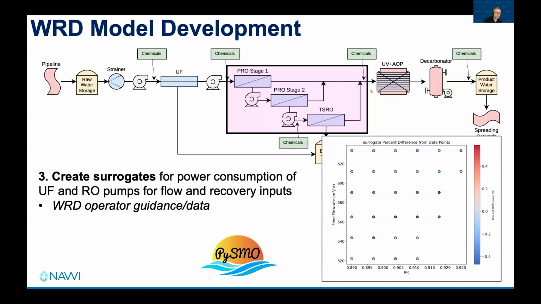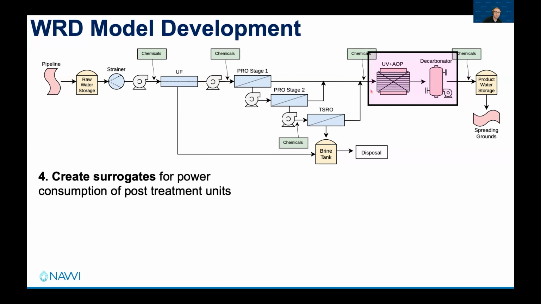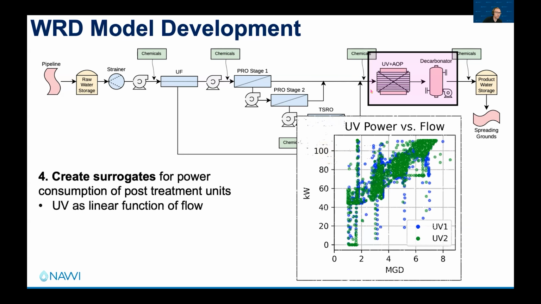So these are PySMO surrogates, and this is showing the deviation from the expected power consumption as a function of feed and recovery rate. All of that is in our WaterTAP flowsheet. Now we just need to model the post-treatment. We have all the pumps taken care of and calibrated. So we also created surrogates for these 2 units. It was a little bit more straightforward.